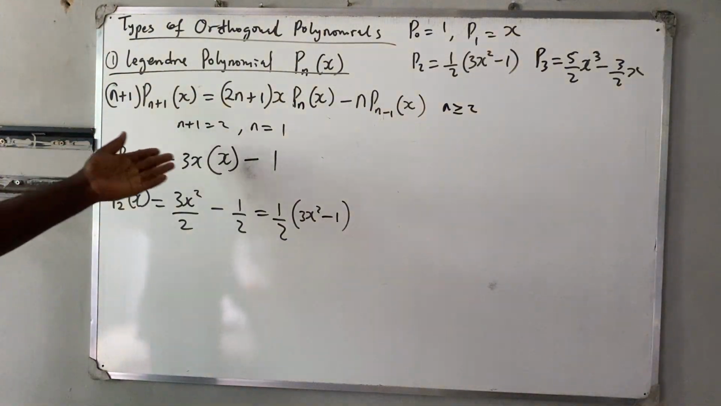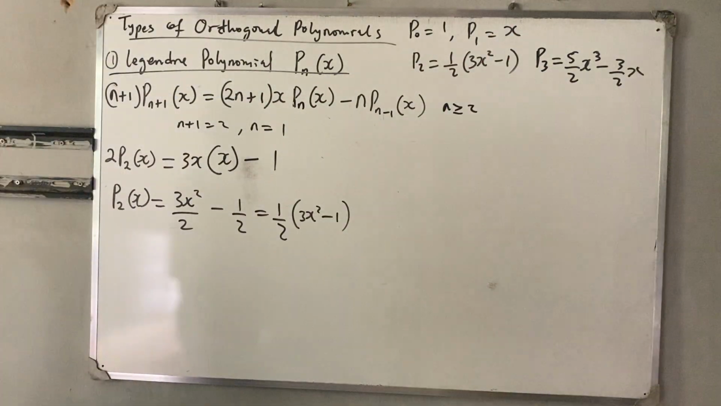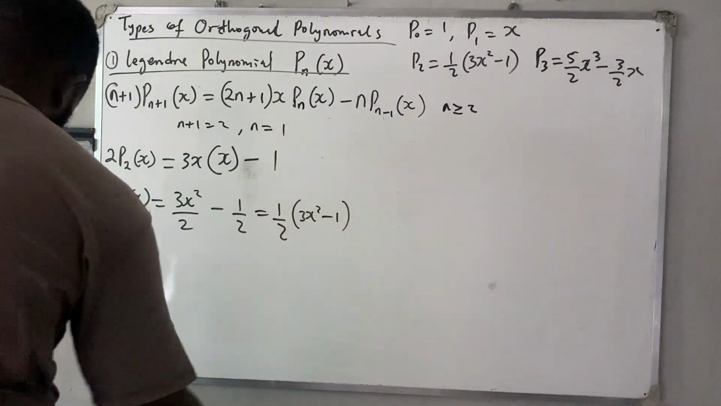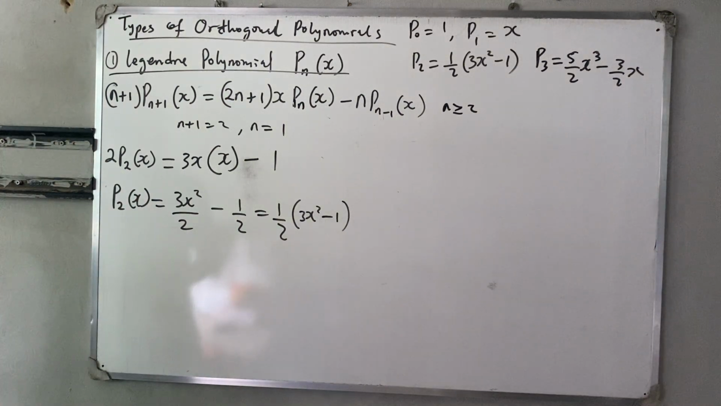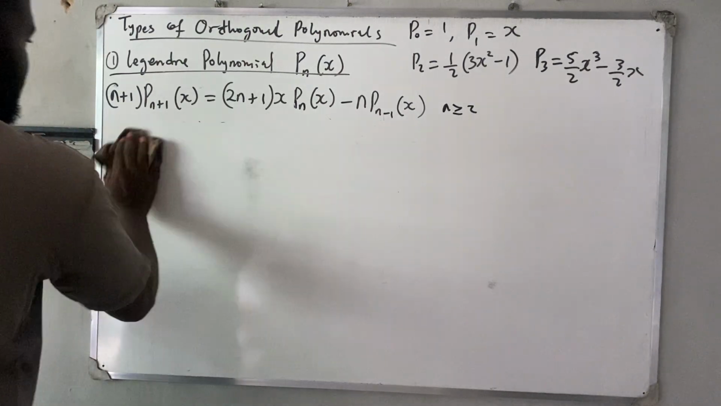So use the recurrence formula to test to get your P3 of x. Use the recurrence formula to get it and check if it is the same thing. Try it first before I solve it. And tell me the answer in the comment section. So pause the video and solve it.